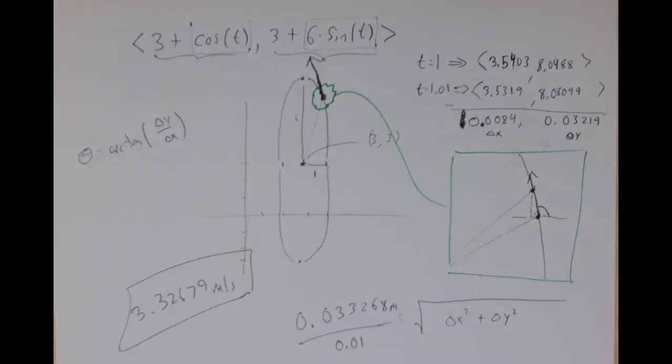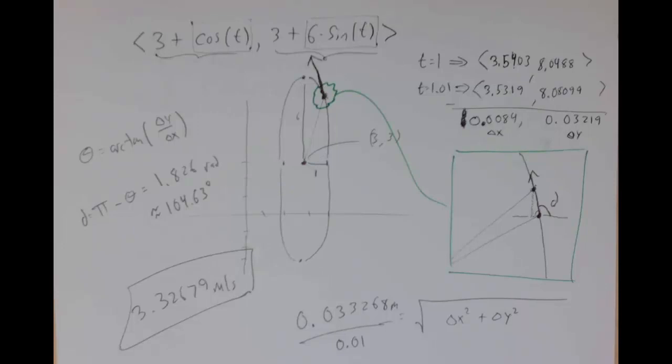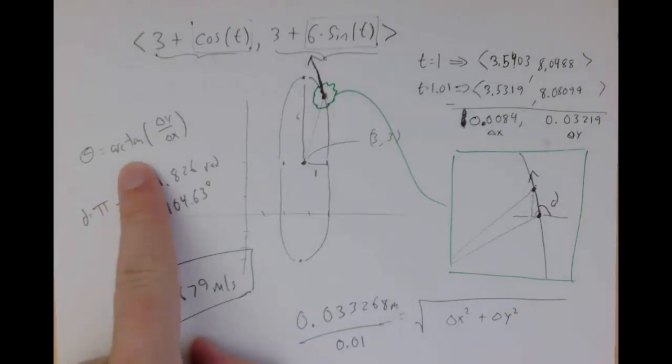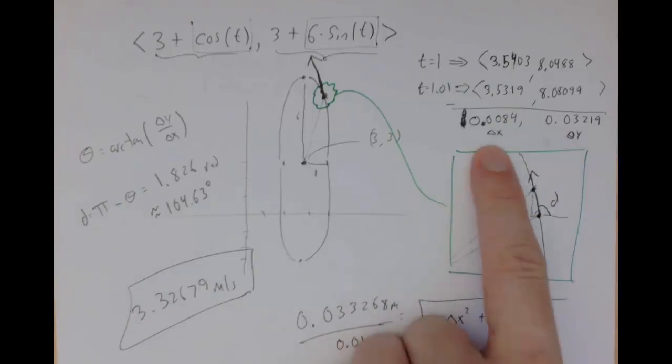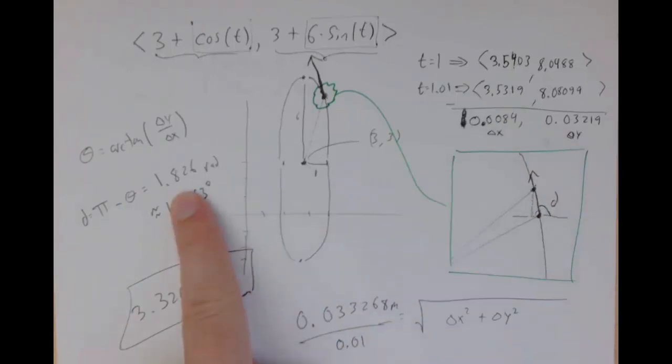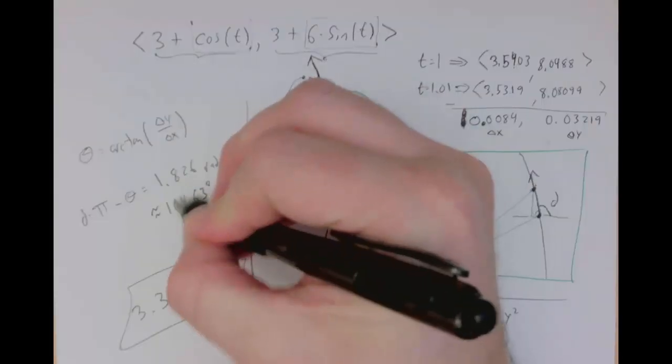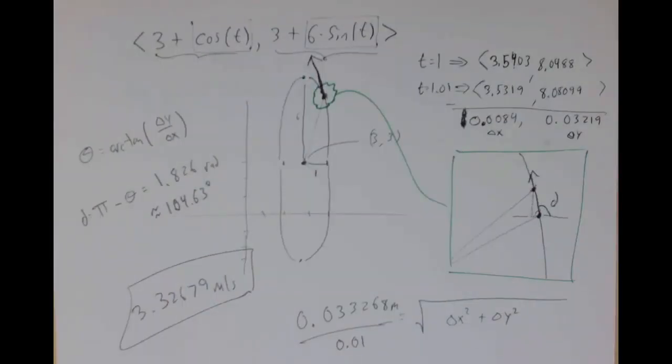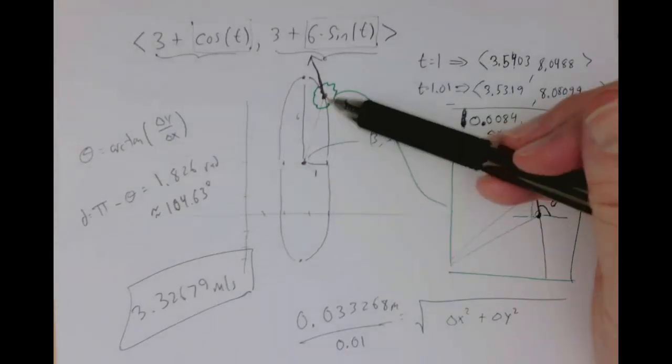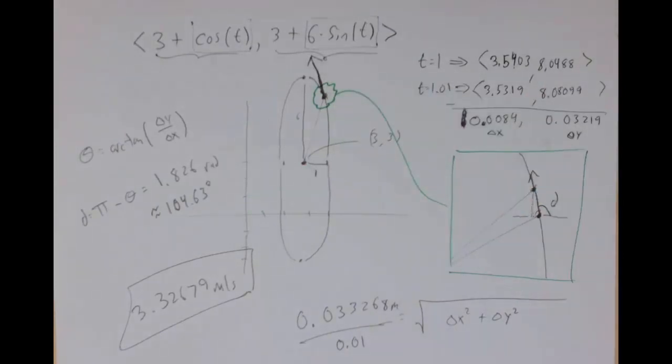So let's figure it out. I worked it out on the calculator, and if I have pi radians minus the arctangent of delta y divided by delta x, I get 1.826 radians, and then if I convert to degrees, that is 104.63 degrees. And just a quick sanity check, 90 degrees would be straight up, and that is a little bit past 90 degrees. So it seems like it's at least in the ballpark.